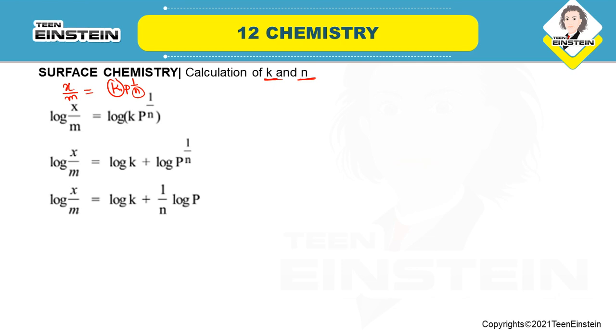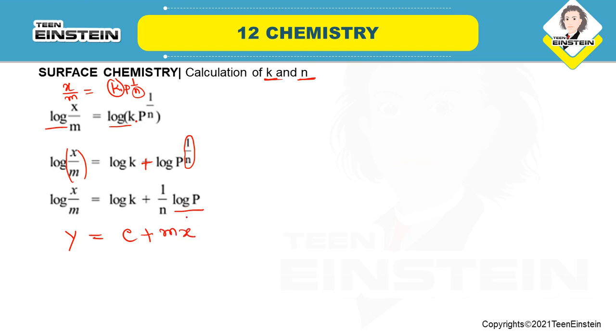So when we are taking log both sides, then it will be log x by m in the left hand side, and in the right hand side it is k into p to the power 1 by n. So when there is a multiple sign, it will be log k plus log p to the power 1 by n, and as it is power of pressure, it will be coming before log. Okay, so now this equation we can find similarity with y equal to c plus m into x.